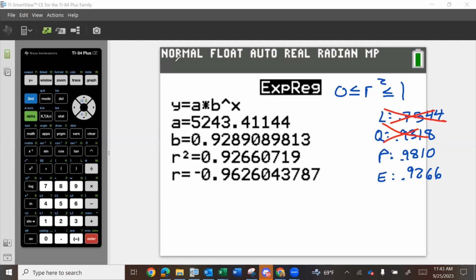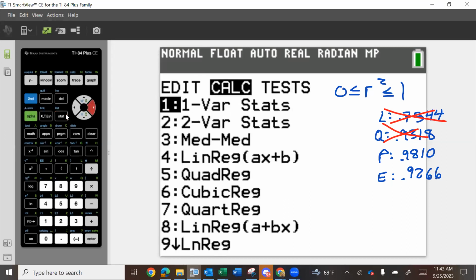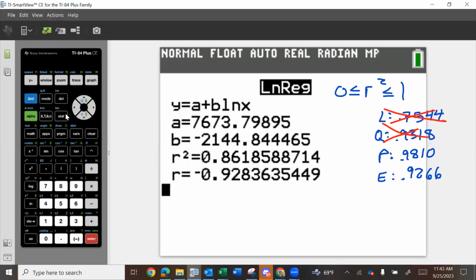Okay, one more. Let's see, I gotta turn that on. Okay, so then I'll go stat over, and you could just type that. I can just hit the number 9 and do logarithmic regression, but I'm showing you. Okay. Alrighty. So this one has 0.8619. Okay, so I'm going to do an ln. I don't want to confuse it with the L up there.